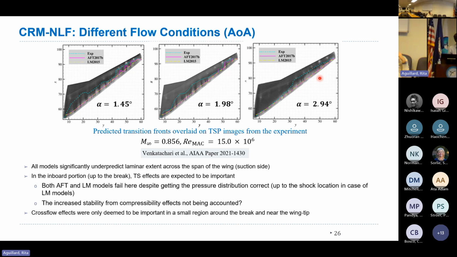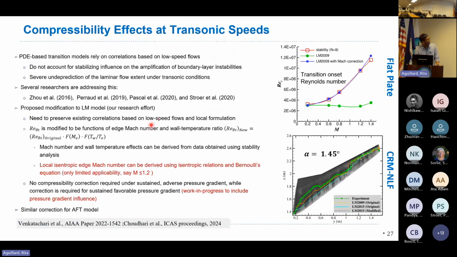For transition, compressibility adds a stabilizing aspect up to a certain Mach number. Beyond a certain Mach number, things change and go differently. But in the transonic range, it's supposed to help stabilize the boundary layer and enhance stability. Because these models didn't do that, they are not capturing it. So they're predicting a much earlier transition than what it's supposed to. They're quite flawed.